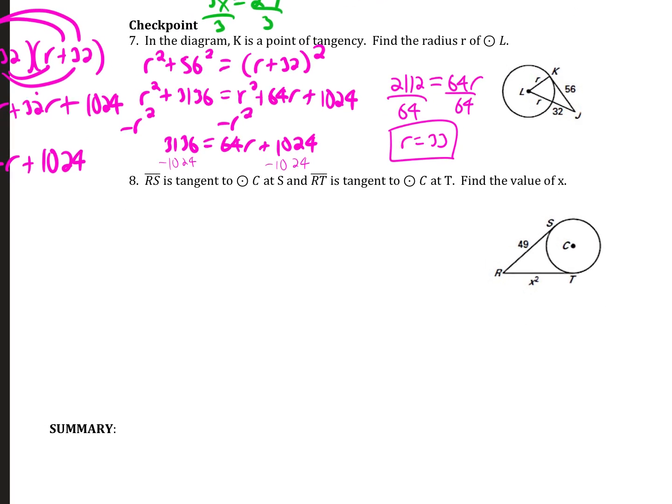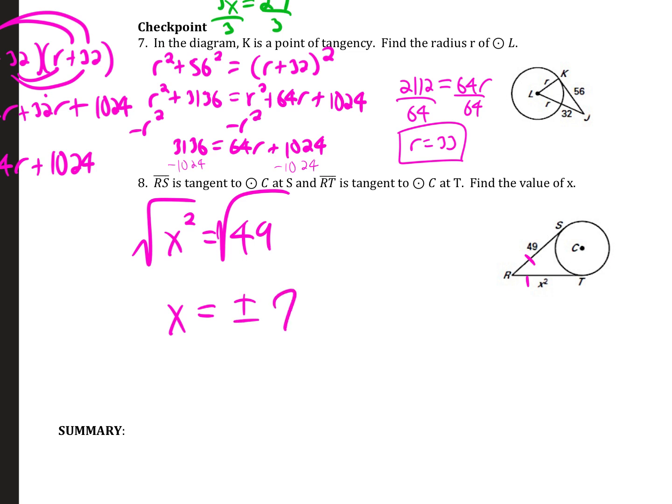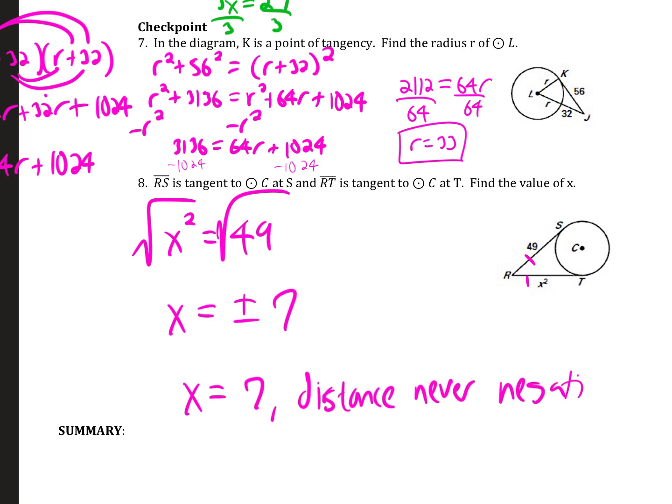All right, last example. We know these are tangents at S and T, and they're both tangent to the circle at point R, so they're going to be the same distance. So what do we do to them? Set them equal. So we got x squared equals 49. How do we solve this now? Well, we would take the square root of both sides. We get x equals, usually it's plus or minus 7 when you do this, but can we have a negative distance or no? x is going to equal 7 because distance is never negative. And that's our answer.